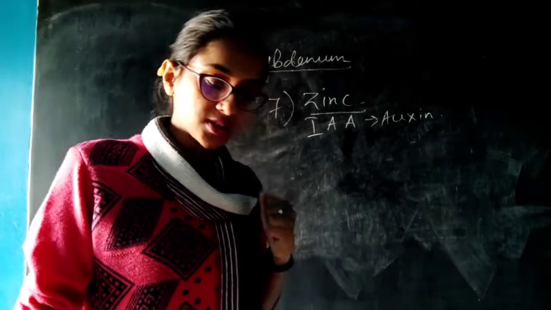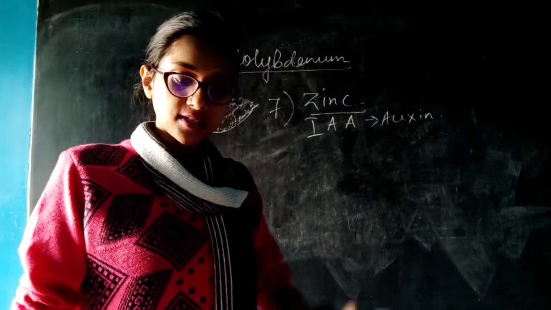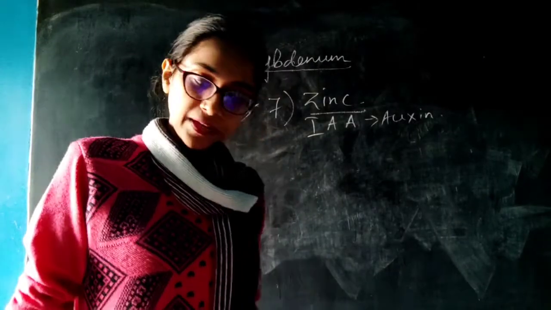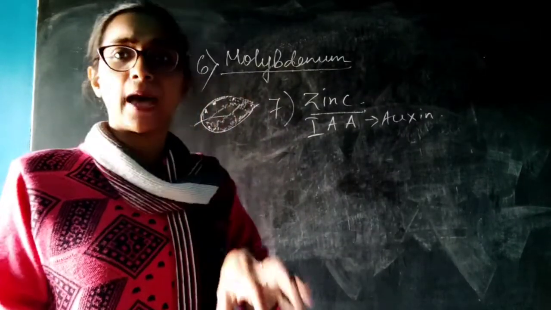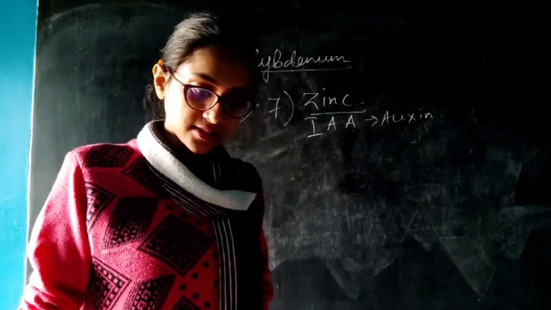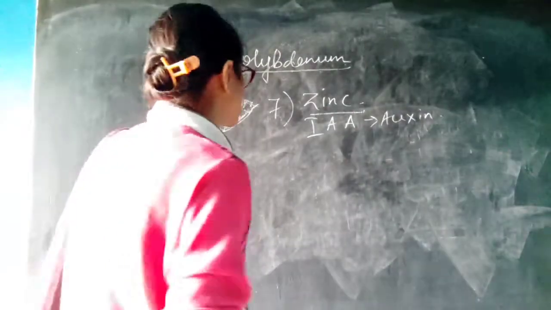Now, what are the deficiency symptoms of it? It causes chlorosis, necrosis, premature shedding of the leaves, and a distorted appearance of plant leaves, that means the appearance is not good. The leaves become rosetted and stunted growth may occur. So these are the deficiency symptoms.